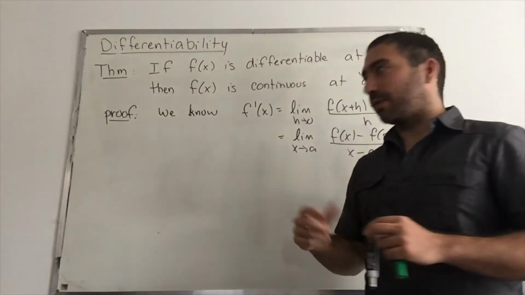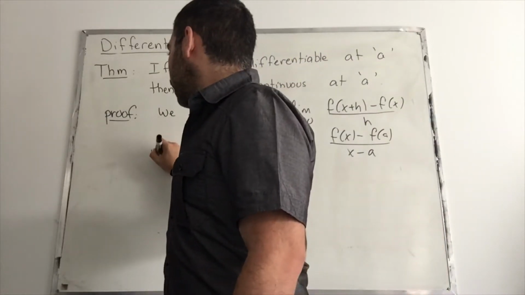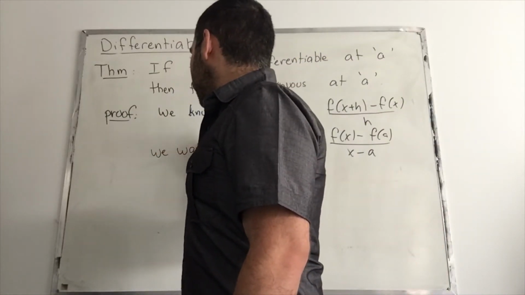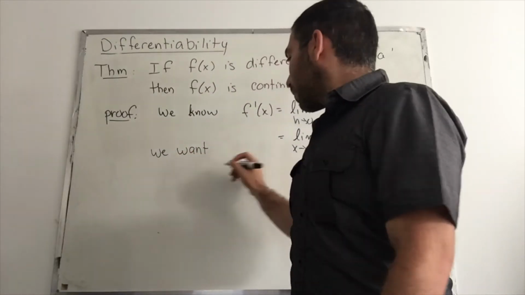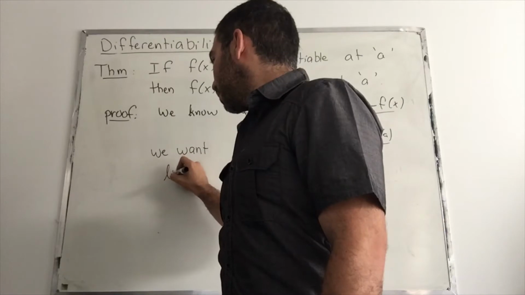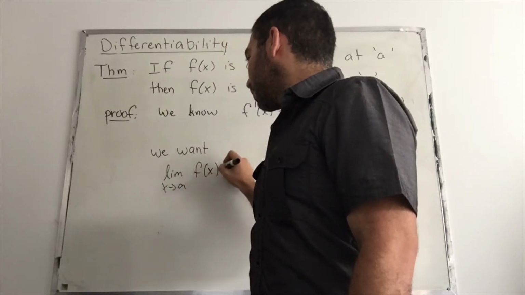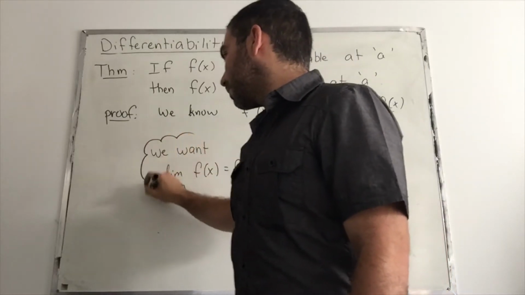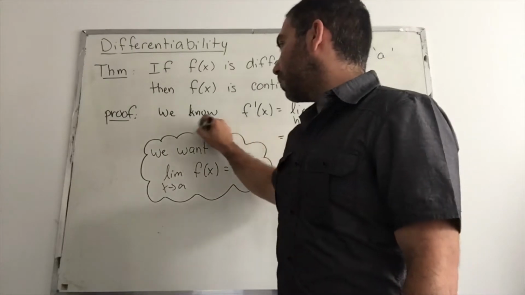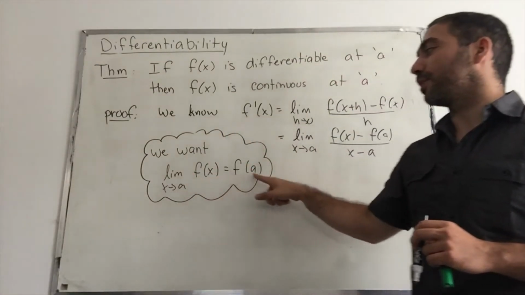Well, what's the definition of continuity? What we want to show is that the limit as x approaches a of f of x is equal to f of a. This is our goal. We want to show that the limit as x approaches a of f of x equals f of a.